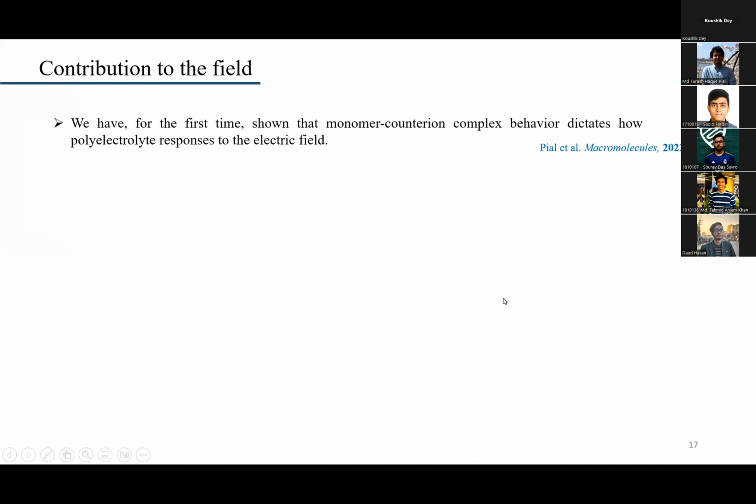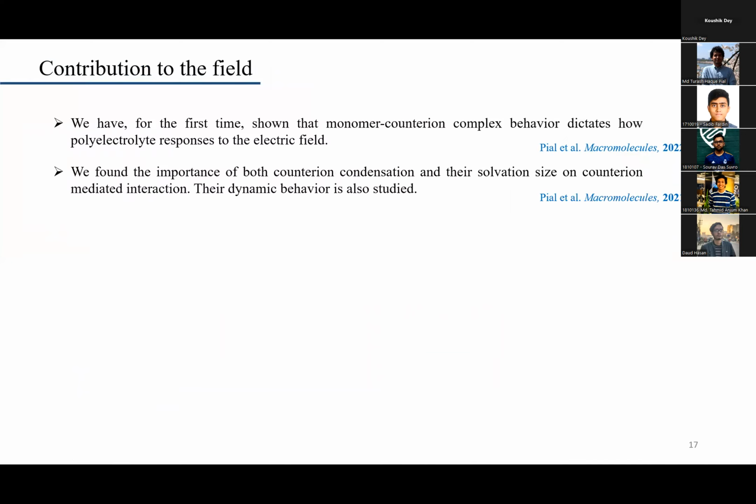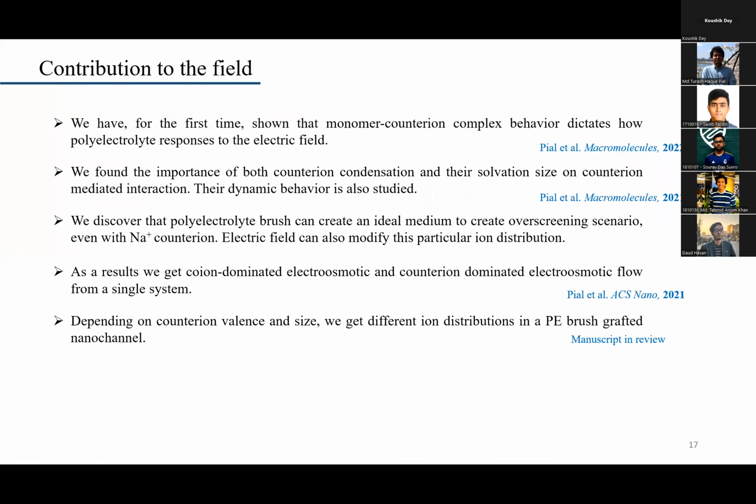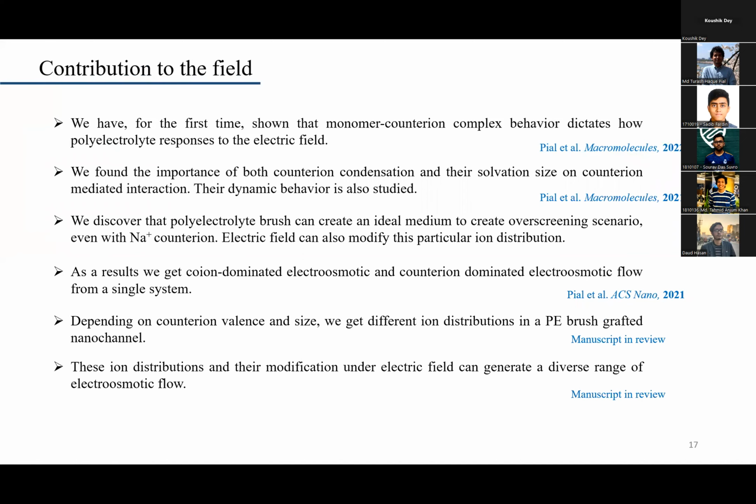We showed that monomer-counterion complex strength can dictate the distribution of chains; it can swell or it can just shrink the polyelectrolyte chains. We showed that different counterions can interact with the polyelectrolyte brush differently, and we showed that it's possible to change the electroosmotic flow direction by just changing the electric field strength. And we also showed that you can get a diverse range of electroosmotic flow velocity and ion distribution by changing the counterion type and valence.